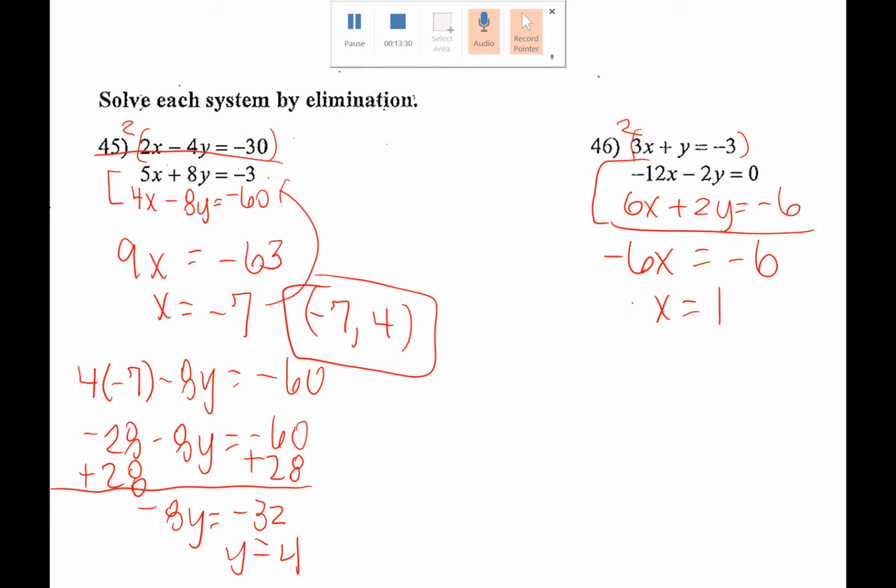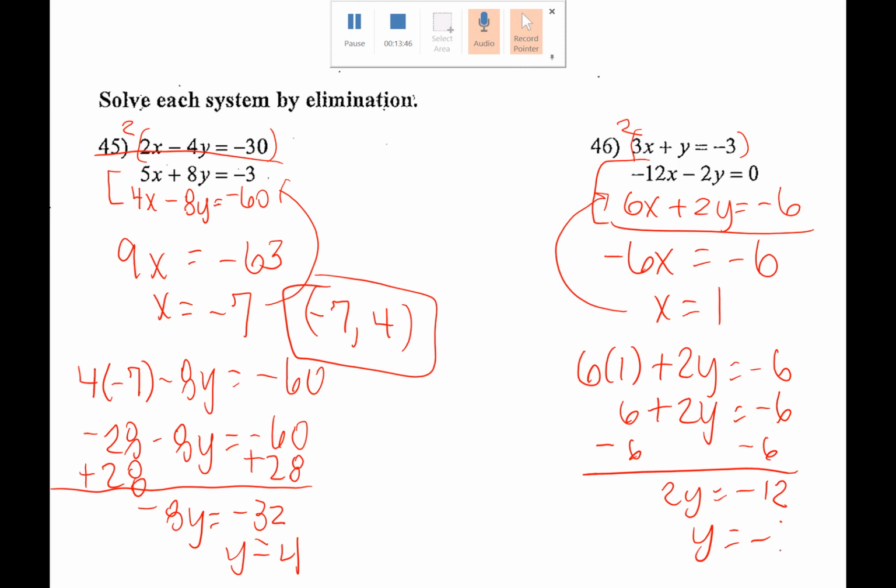So I'm just going to plug in this 1 right here in the one I just did. So 6 times 1 plus 2y is equal to negative 6. So 6 plus 2y is equal to negative 6. Subtract 6 from both sides. 2y is equal to negative 12. So y is equal to negative 6. So for number 46, I have 1 comma negative 6.